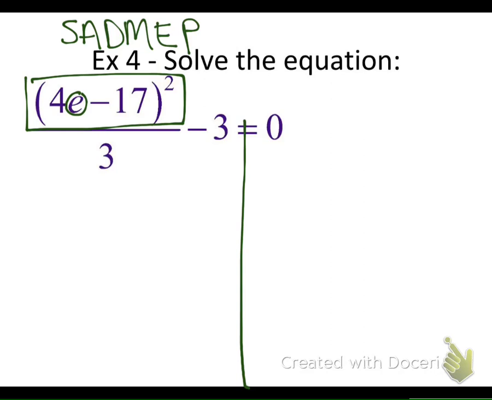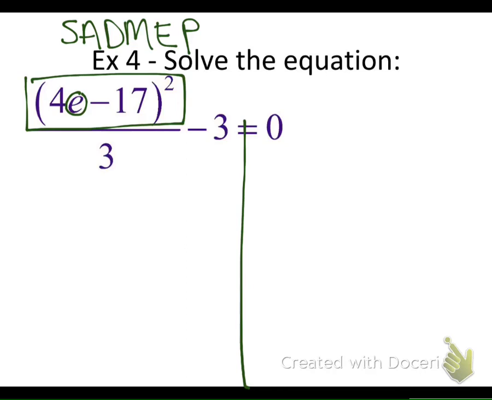So you're putting a box around what's being squared. Remember, the squared is on the outside of the parentheses, so it's squaring this whole thing. Now, if you look here, we have a 3, a divided by 3, and we have a minus 3. This is when you relate and you go up to SADMAP.